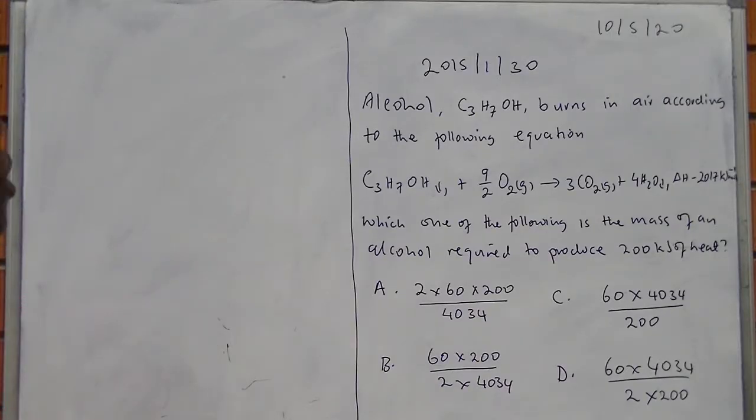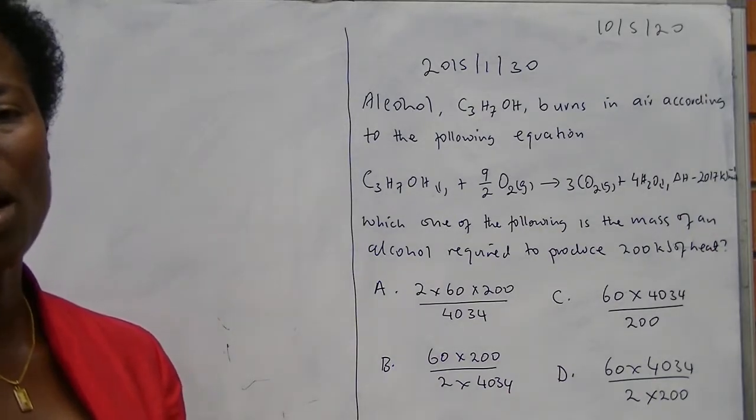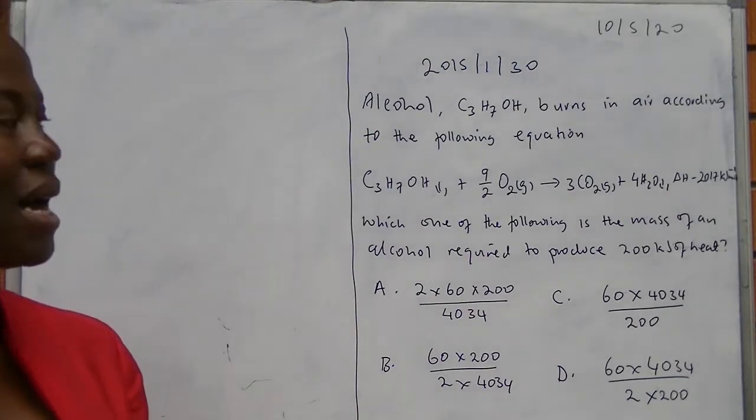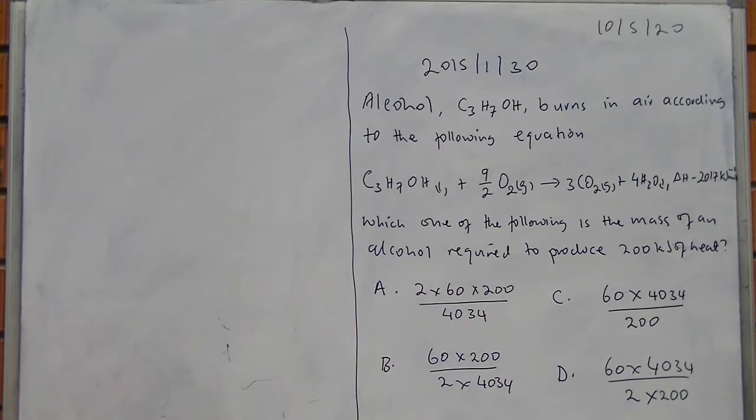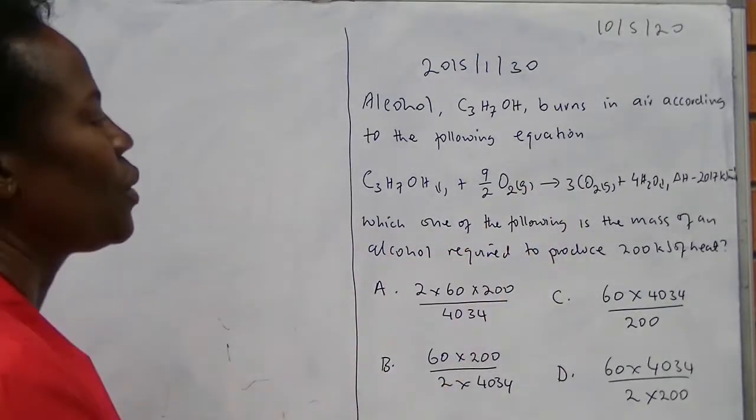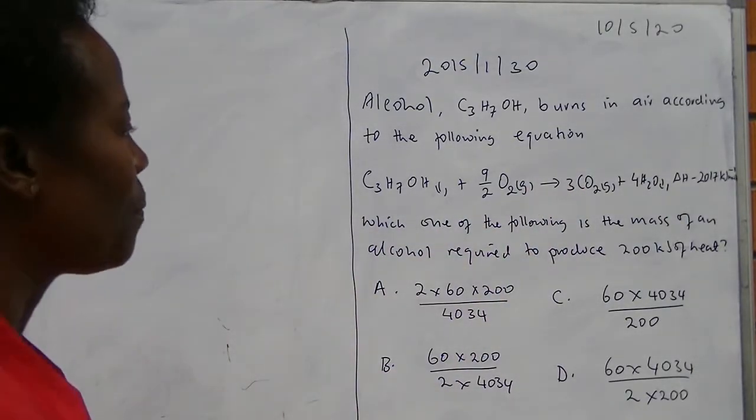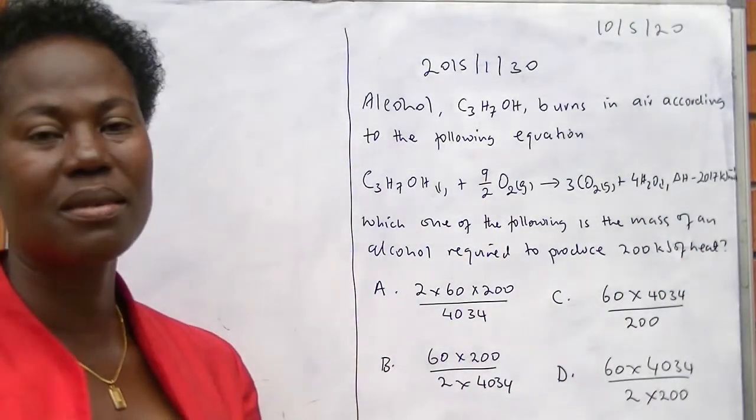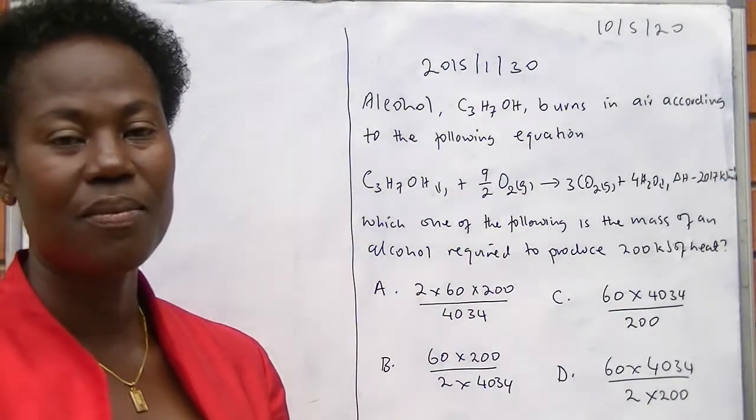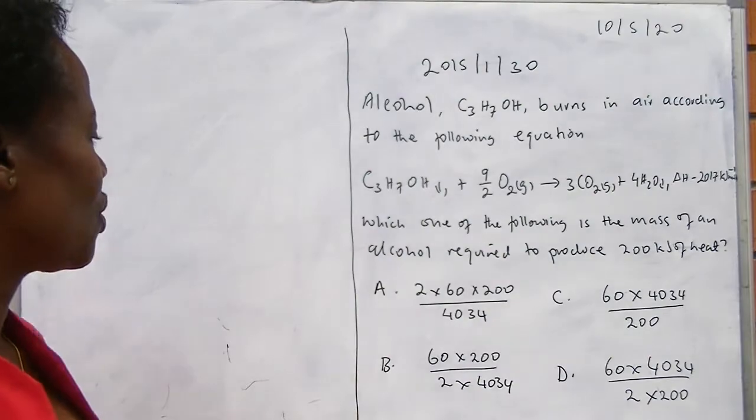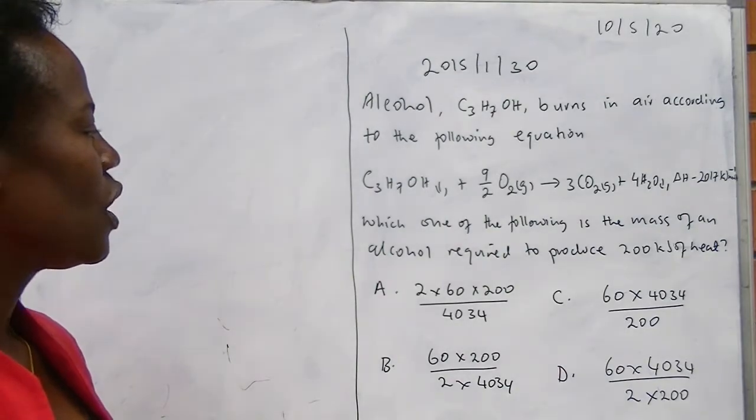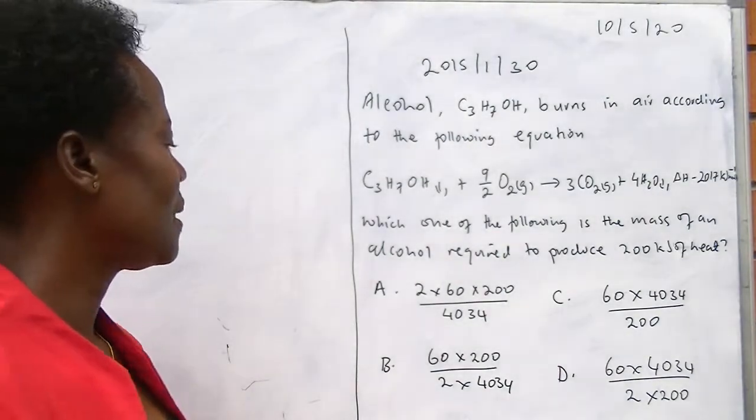Example 3 is also obtained from 2015, paper 1, number 30. This one is going to relate the enthalpy change with mass. Alcohol burns in air according to the following equation. When we burn alcohol in air, we get carbon dioxide and water. The heat given out is negative 2,017 kilojoules per mole. Again, it is negative, meaning it is an exothermic reaction. Which one of the following is the mass of an alcohol required to produce 200 kilojoules of heat?